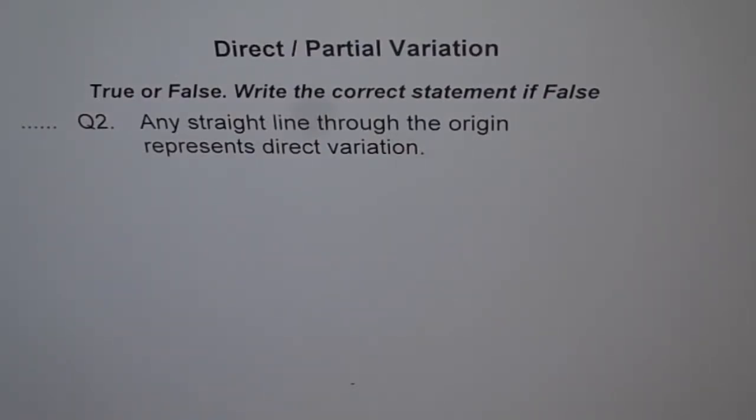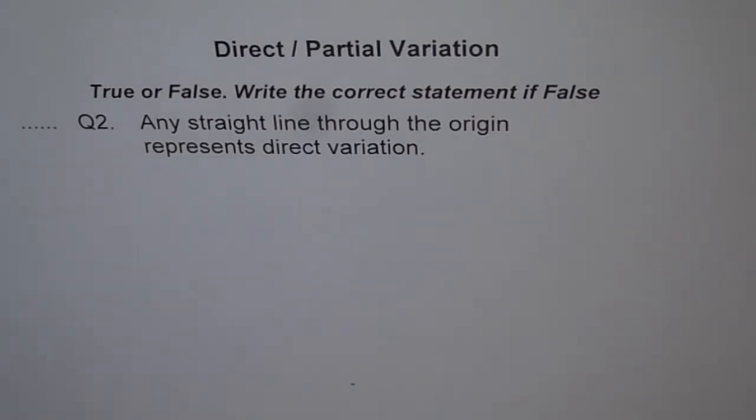Direct and partial variation. Question number 2. Any straight line through the origin represents direct variation. True or false? If the statement is incorrect, then write the correct statement. Okay, so write down the answer. Stop the video meanwhile, and once you've written the answer, then look into my explanation.